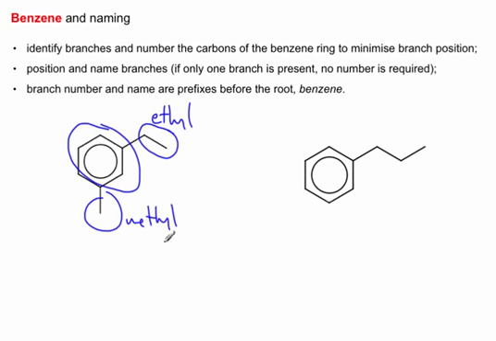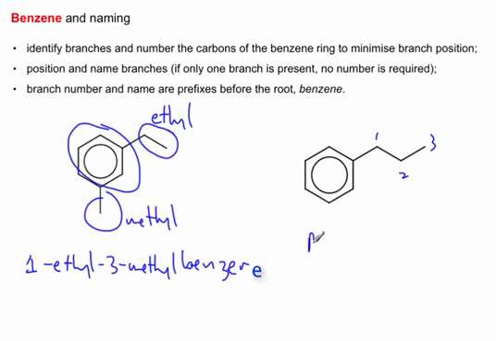Then all the rules you've gone through apply. It's a ring, so we position to minimize the numbering. We're going to list it alphabetically, so we must still start with ethyl first. So on carbon 1 will be ethyl, carbon 3 methyl, benzene. So there we go. 1, 2, 3, propyl benzene. Remember, you don't need the number on a ring structure if there's only one branch, because it will always be carbon 1 of the ring. That will always be carbon 1 for benzene.